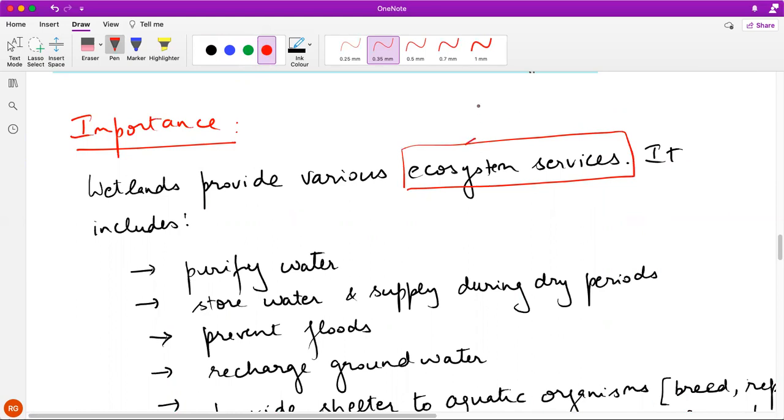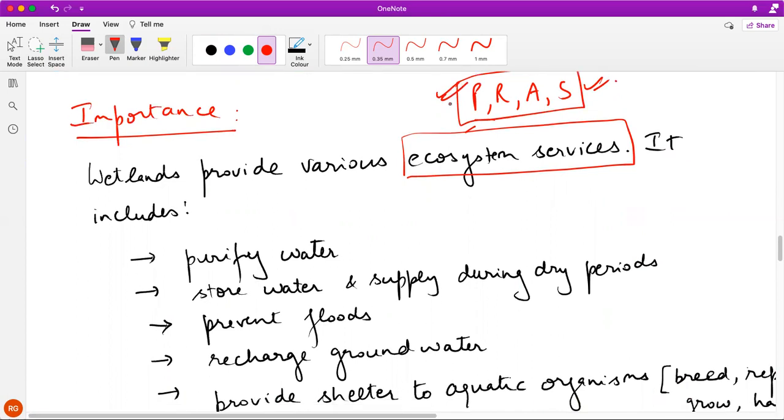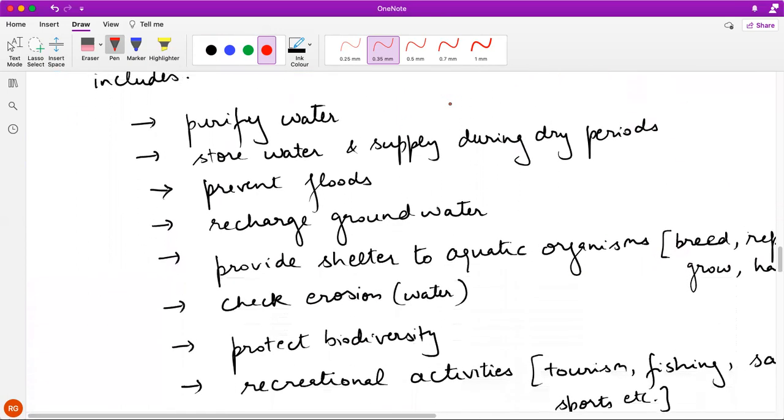There are four ecosystem services: provisioning, regulating, aesthetic or cultural, and supporting services. You can write these, or in case you don't want to, you can expand on these ecosystem services. So what are the services that are provided? First of all, they purify our water. Wetlands are great filters. They trap sediments and remove pollutants, which helps to purify water.